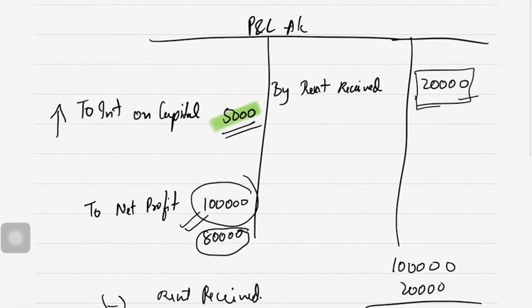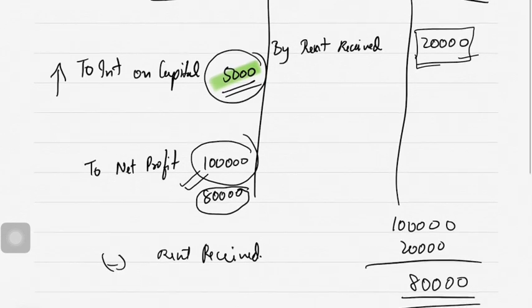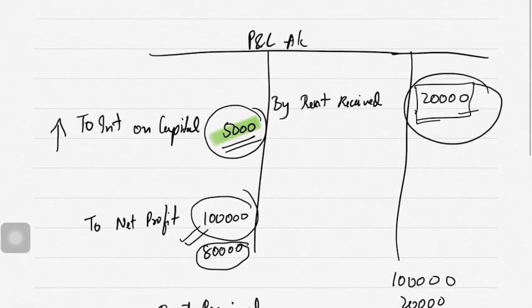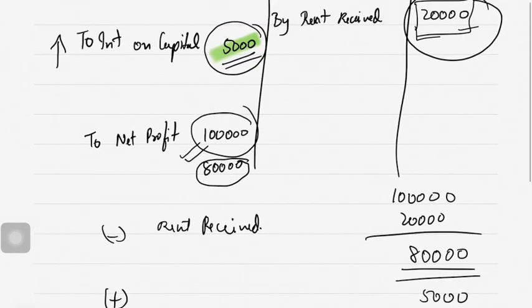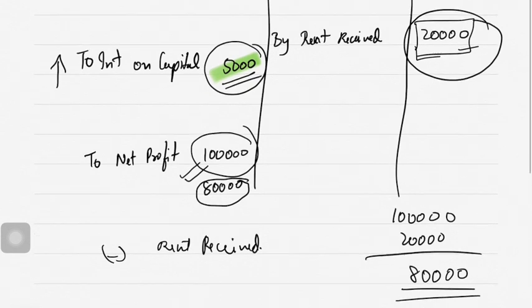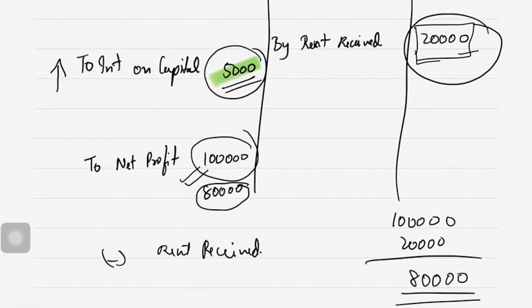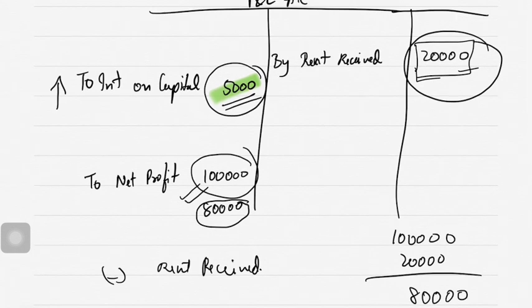Okay. So suppose in your P&L account there is any item which is not supposed to be in the P&L account. If it is on the debit side, then you will add it. I'm so sorry. And if it is on your credit side, then you will subtract it. Got it?